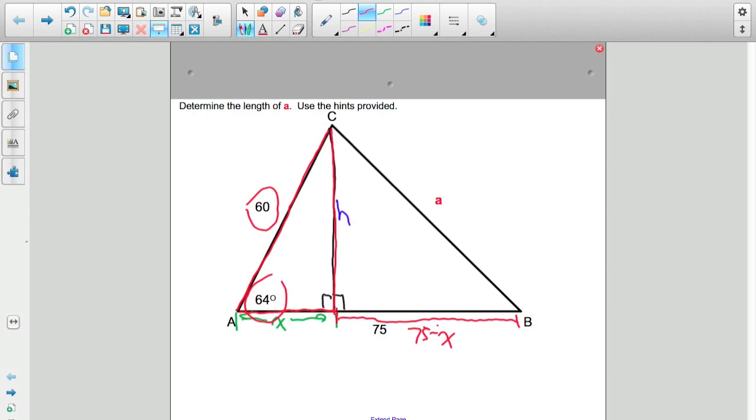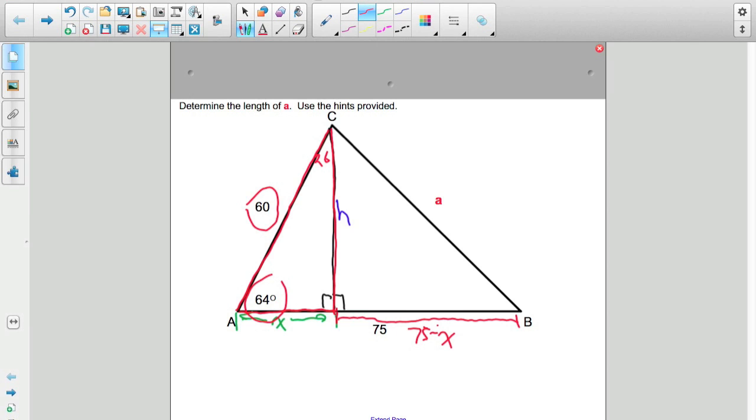Do you know something about this triangle on the left? So you're given two angles, you can find the third angle. Sure, so this angle here would be 26. Right? Maybe we could do something with a 26. Anything else you can see about this triangle on the left?